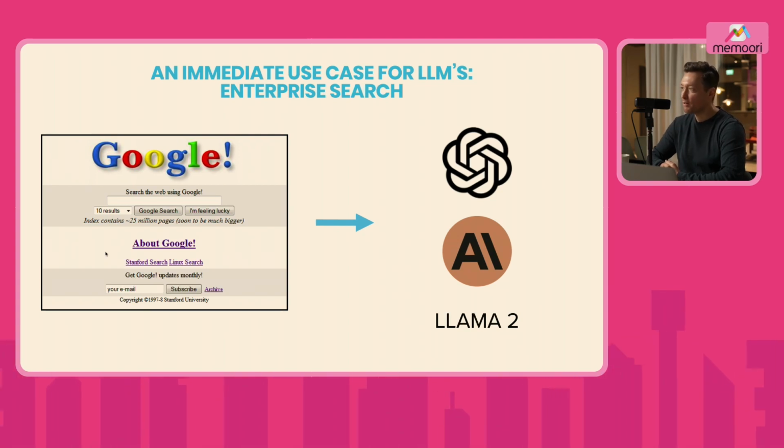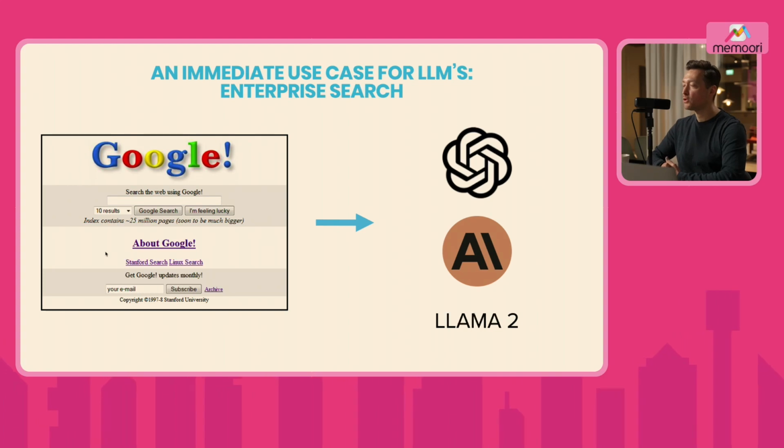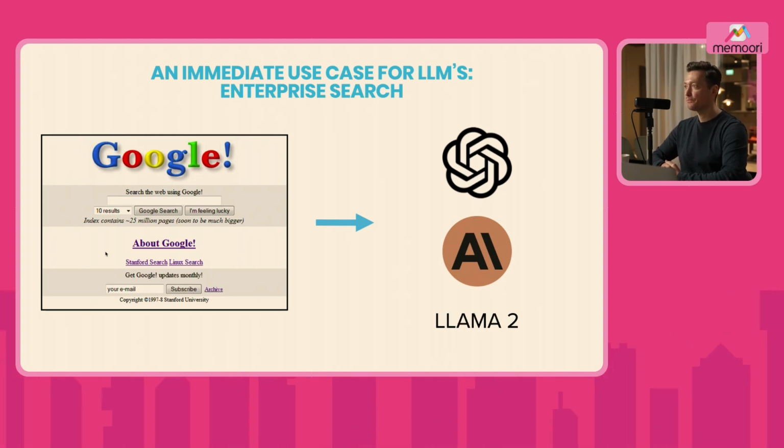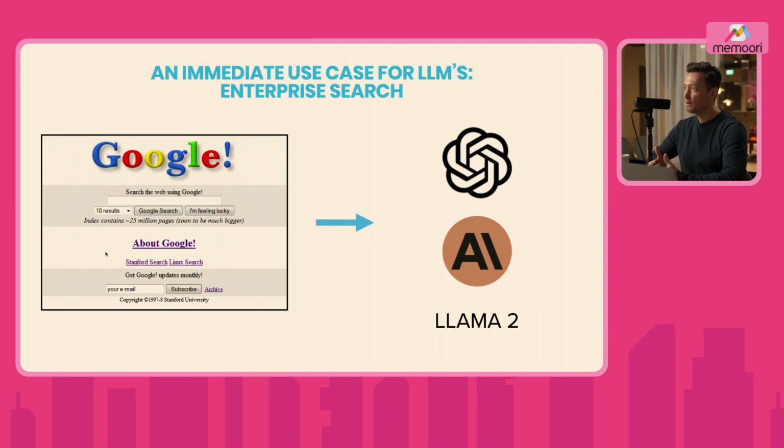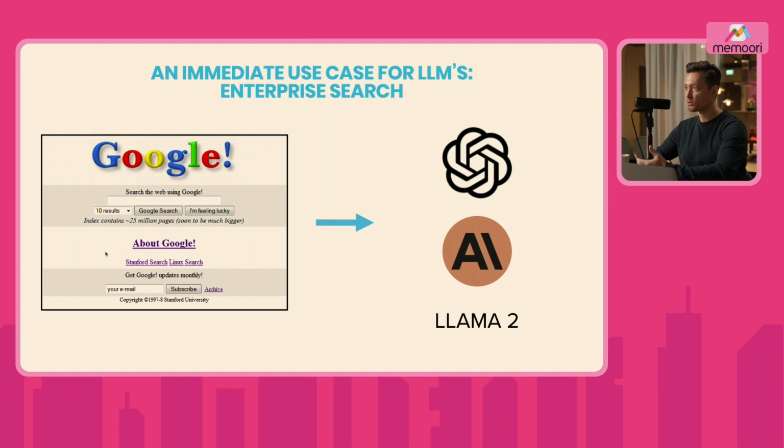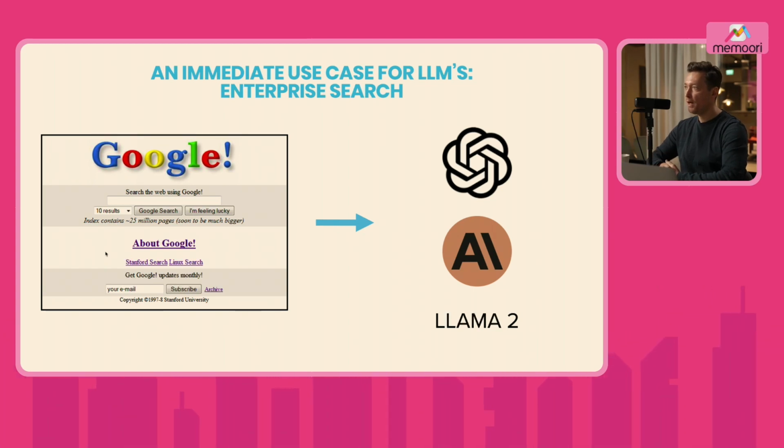Let's think back, right? 20 years. We've all got used to using search engines such as Google. We've all used Googling information and basically keyword searching an index and getting back some results which we can scroll through and then decide which one is most relevant to us.